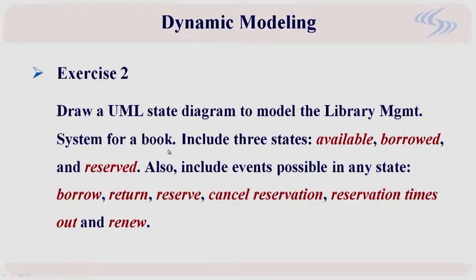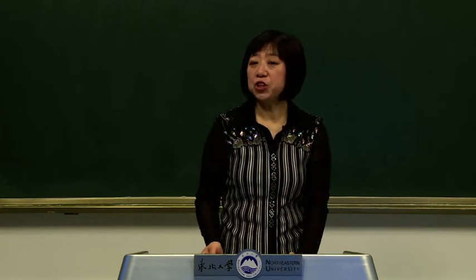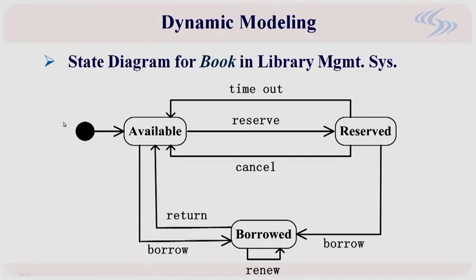This case is for a book in a library management system. We understand that a book has some states such as available, borrowed, and reserved. Some events may cause the state changing, including borrow, return, reserve, cancel reservation, reservation times out, and renew. Since we are quite familiar with the library management system, it will be much easier for us to understand this state diagram. Okay, the initial state of a book is available.